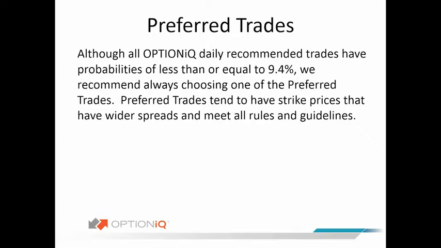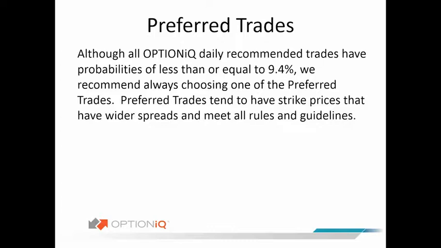And I've got a couple slides here, and then we'll jump into the exit rules. This particular slide says, Preferred Trades is the title. Although all Option IQ daily recommended trades have probabilities of less than or equal to 9.4, depending on whether it's the top or bottom of the trade, we recommend always choosing one of the preferred trades.